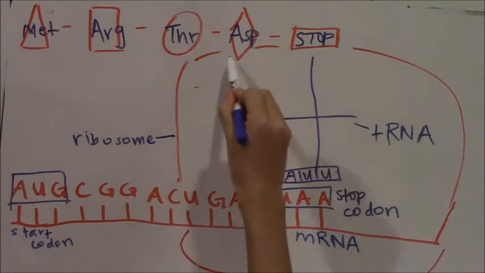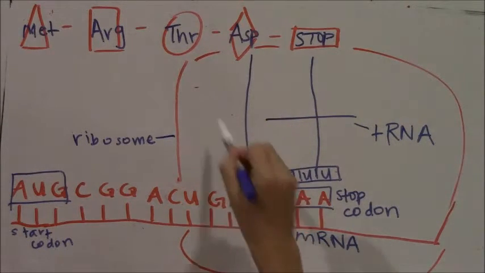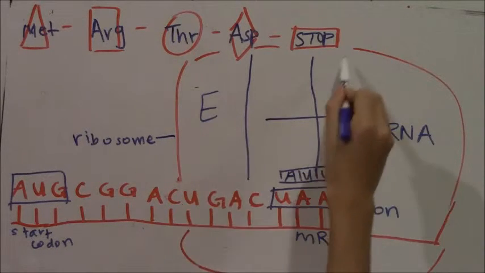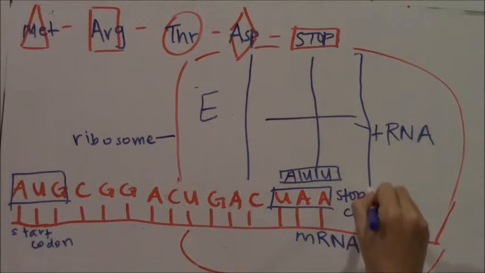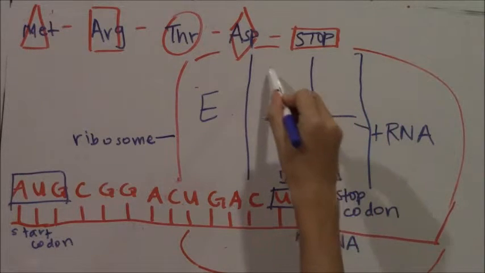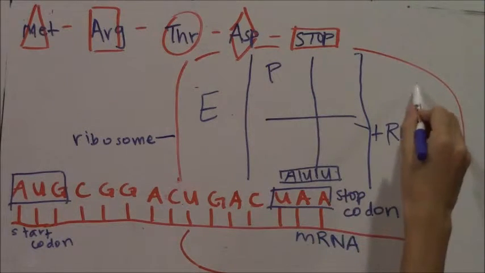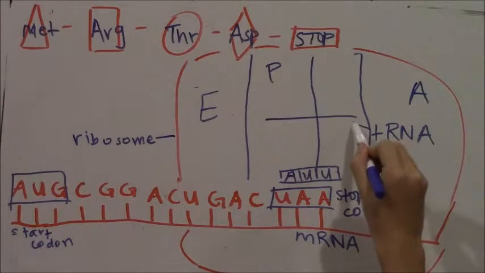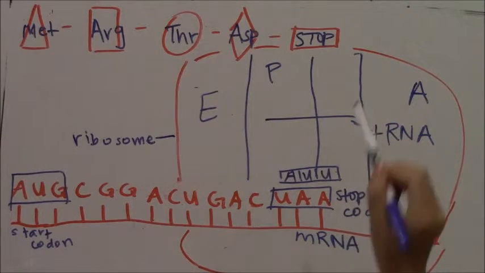Now let's talk about ribosomes. Ribosomes are made up of rRNA and proteins and have three binding sites. The A site, where incoming tRNAs with amino acids land. The P site, where amino acids are joined by peptide bonds and the polypeptide chain grows. And lastly, the E site, where the tRNA exits the ribosome.